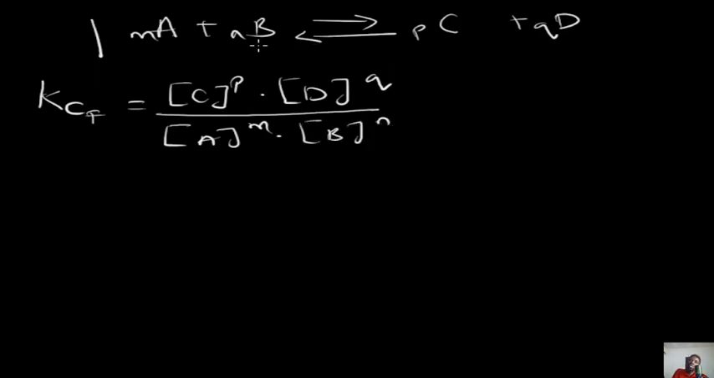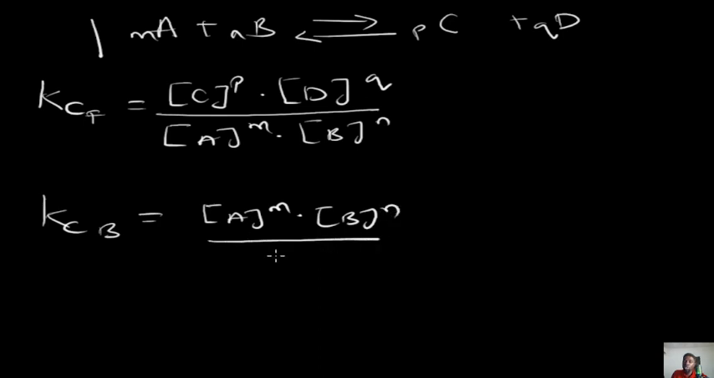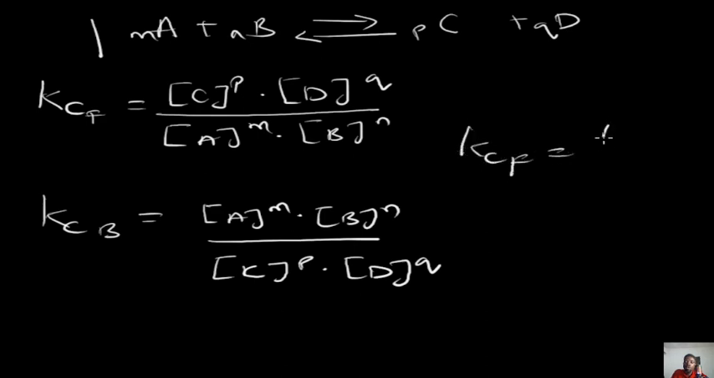Now, for the reverse process, A and B are now the product, which means the equilibrium constant for the backward process will now equal the concentration of A raised to power m multiplied by the concentration of B raised to power n, because it's now the product backward, divided by the concentration of C raised to power p multiplied by the concentration of D raised to power q. In this case you will notice that if you do 1 divided by this, it will give you this, which means Kc forward is equal to 1 divided by Kc backward.